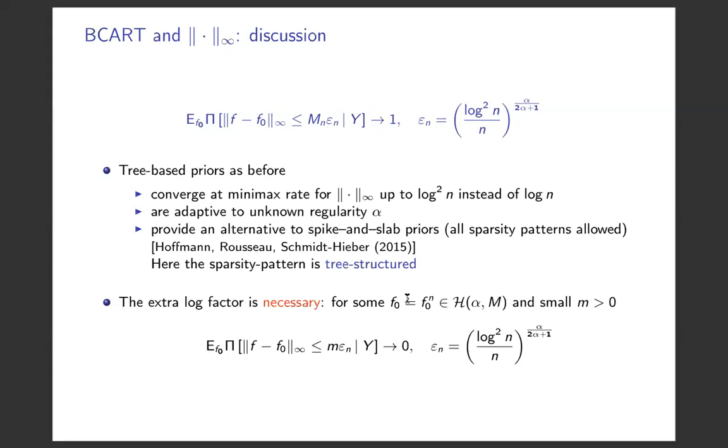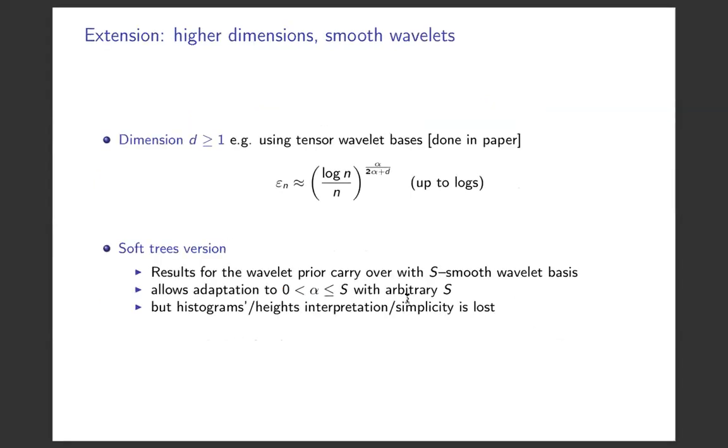Okay, so now other extensions. You can do higher dimensions, fixed dimensions. We did that in the paper using tensor wavelet basis. You can have soft tree versions. For instance, instead of taking the hard basis, you can take an S-smooth wavelet basis. Then you get results for arbitrary smoothness, essentially, but the nice and simple histogram interpretation with heights is lost. I mean, this partitioning is lost.